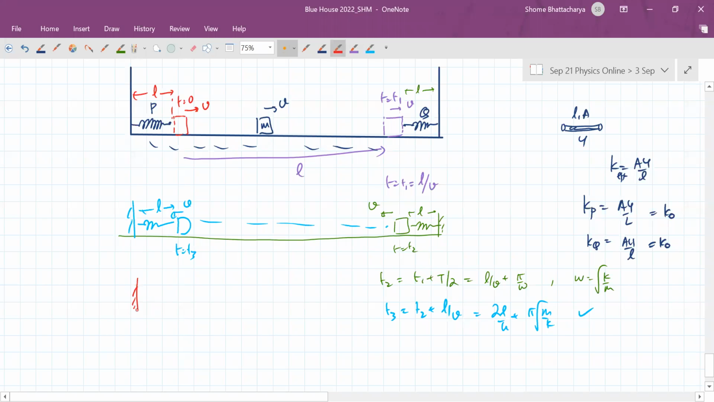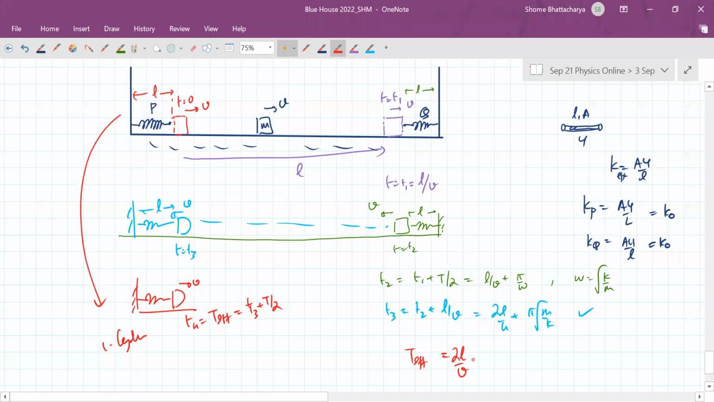And now to complete the cycle, it has to come back here, but with opposite velocity. So now it is back to this position. So this is one cycle. So this time T4 is your effective time period. And that T4 will be T3 plus another half time period. So the effective time period will become 2L by V plus 2 times of this, so 2 pi under root m by k. Is the answer matching? 1 minute.